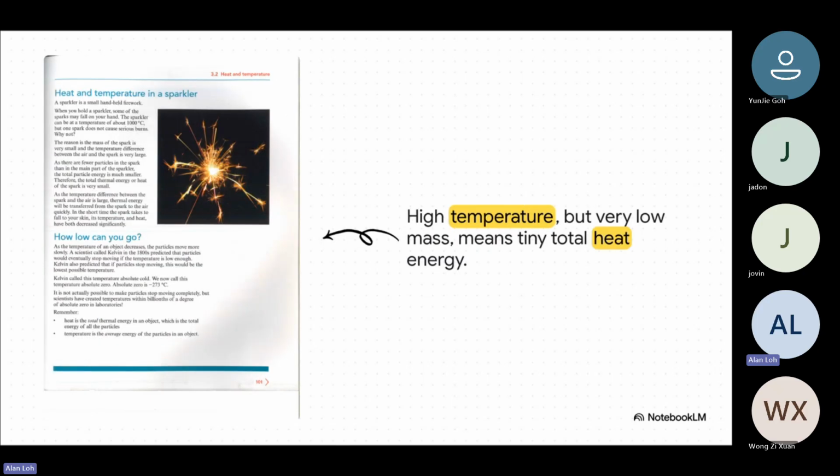And this is the perfect kind of mind-blowing example. A tiny spark from a sparkler can be over 1,000 degrees Celsius. That is ridiculously hot. But if one of those sparks lands on your skin, you barely even feel it. So what's going on? Well, that little spark has an insanely high temperature, its few particles are moving at unbelievable speeds, but it has practically no mass. So its total heat is teeny tiny. It just doesn't have enough total energy to actually burn you.